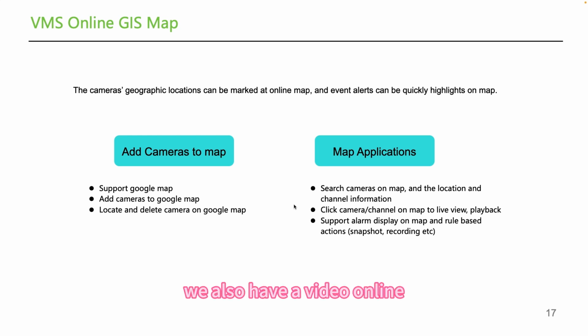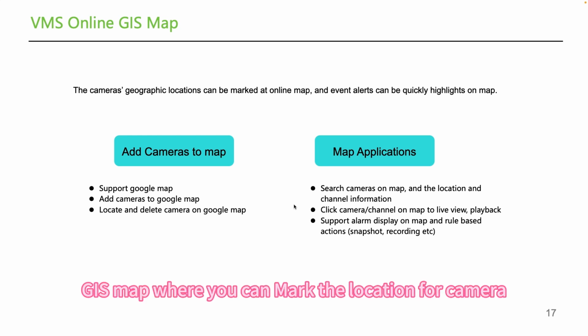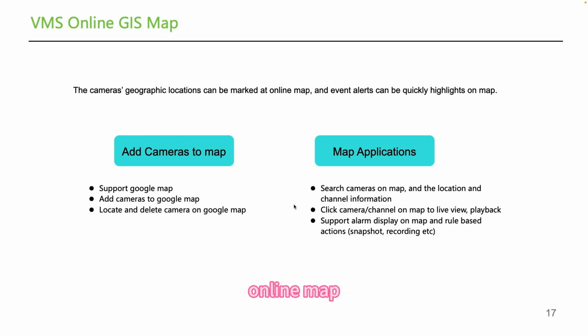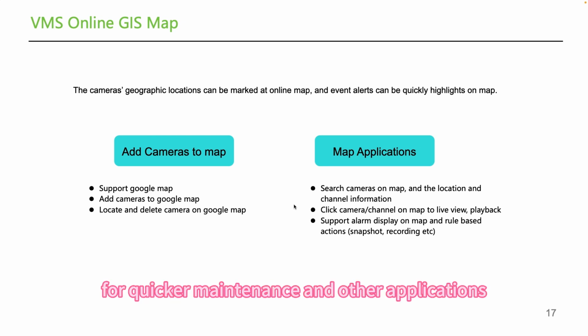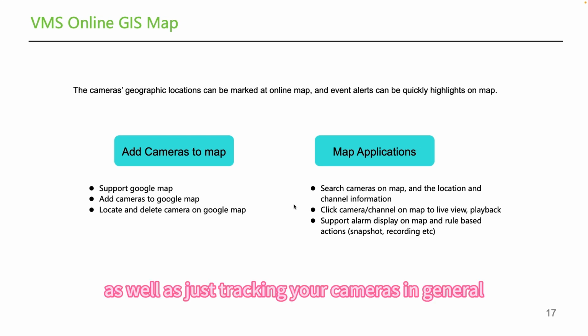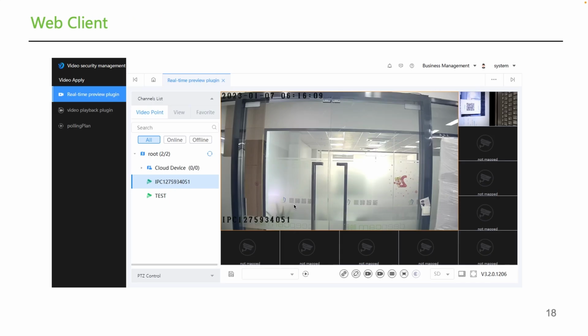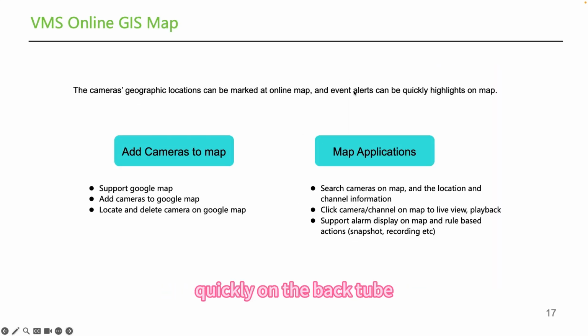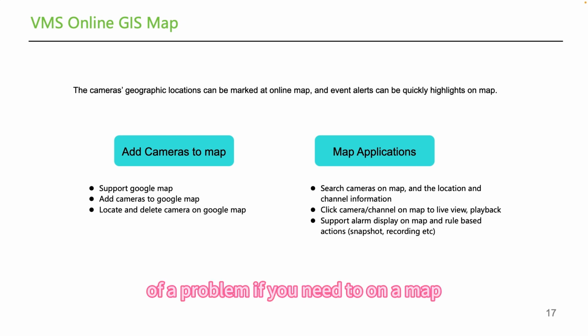We also have a video online GIS map where you can mark the locations of your cameras on an online map for quicker maintenance and other applications, as well as just tracking your cameras in general. You can also highlight your alerts quickly on the map to show the locations of a problem if you need to.